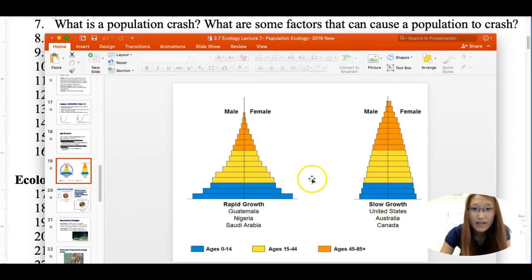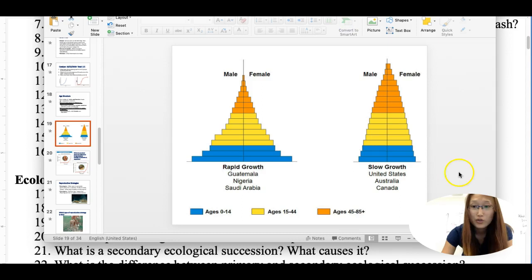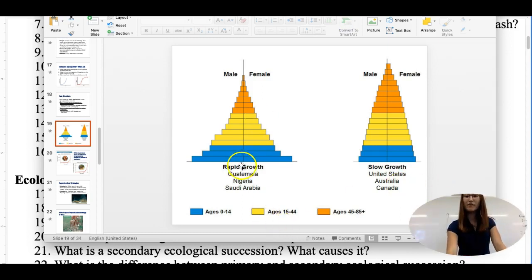So this one right here will be an age structure, right? There are two pieces of information here that you can see. One is the number of males and females at different age groups, and the second one is how many overall population you have at each age group.